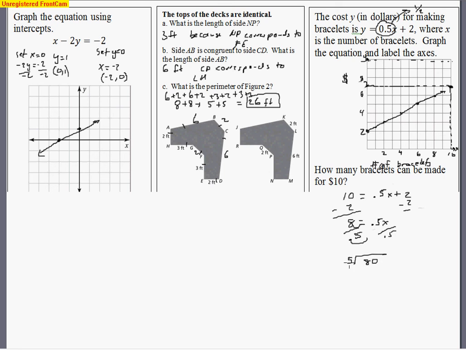And so when I do that, 5 goes in 8 one time. With 3 left over, it goes into 30. We have 6 times, so it looks like 16 bracelets is what I can end up making there.